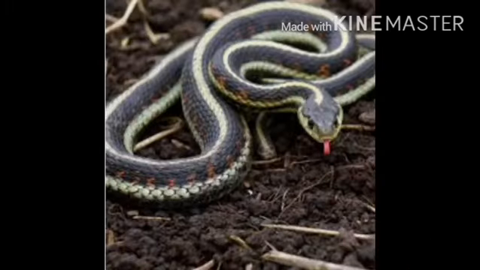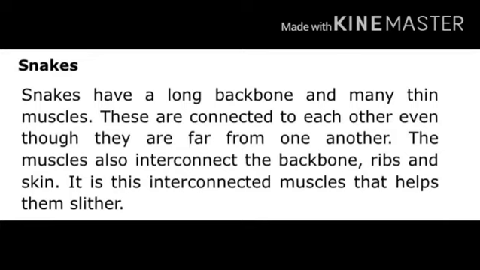Now see, this is a snake and I am going to tell you about the locomotion of a snake. Now how do snakes move? Snakes have a long backbone and many thin muscles. These are connected to each other even though they are far from one another. The muscles also interconnect the backbone, ribs and skin. It is these interconnected muscles that help them slither, meaning फिसलना.